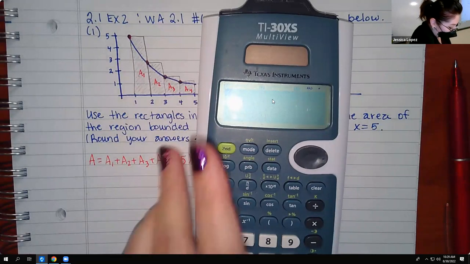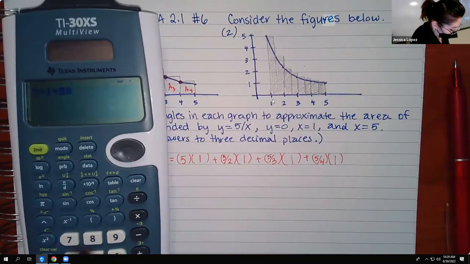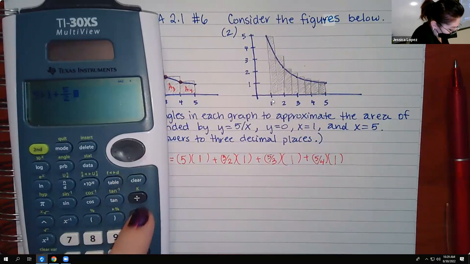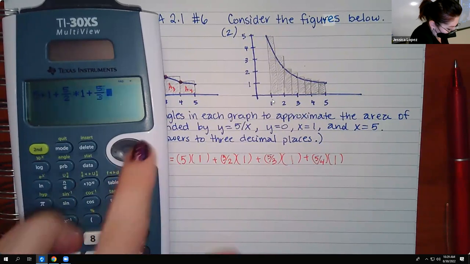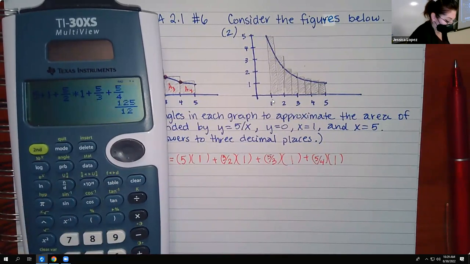Okay. So I'm going to actually type all of this in there. So 5 × 1 + 5/2. I don't even need to do the 1, do I? They're all going to be the same thing. Just 5/3 + 5/4. And I get this number.